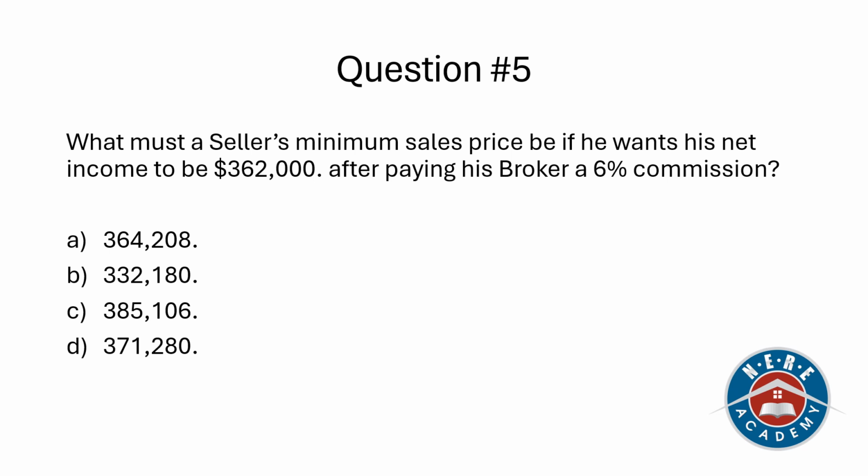Here we go, number 5. What must a seller's minimum sales price be if he wants to net an income of $362,000 after paying his broker a 6% commission? Now we're assuming here that's his only expense. A, B, C, or D? Pause the video and calculate your answer.